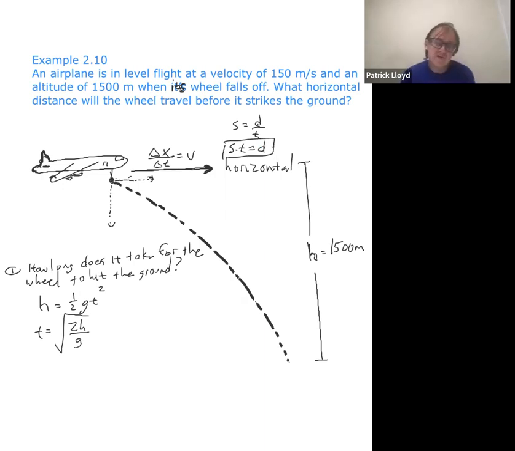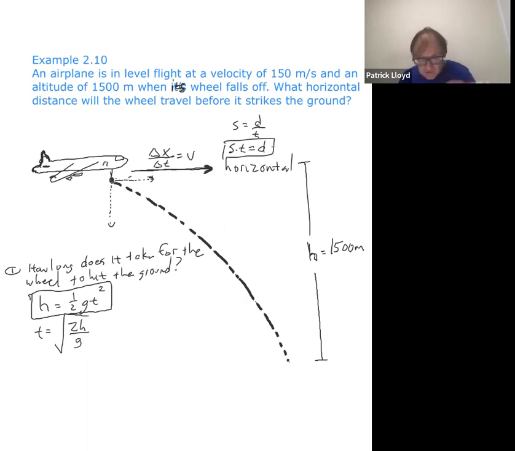Okay, so in a way, it's two problems. What you're doing is you're breaking it into two. The first is the vertical falling. So that's your free fall. The wheel falls down. It's accelerated by the Earth toward the Earth. And we can use the free fall equation, h equals 1/2 gt squared, to figure out how long it takes for it to hit the ground.